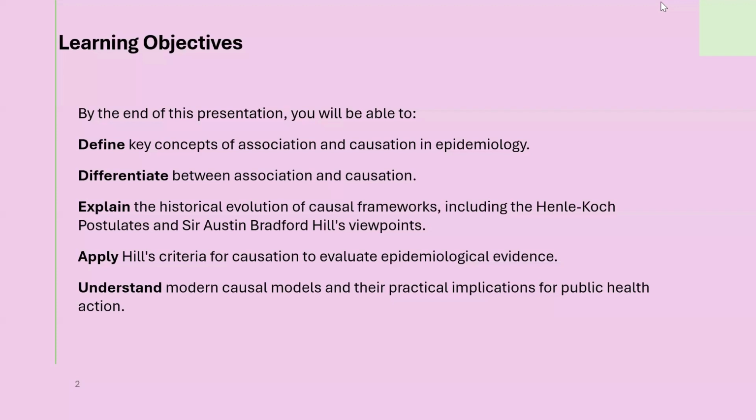Okay. So by the end of this presentation, I'll expect us to be able to define key concepts of association and causation in epidemiology, to differentiate between association and causation, to explain the historical evolution of causal networks, including Henle-Koch postulates and Sir Austin Bradford Hill's viewpoints, and then to apply the Hill's criteria for causation to evaluate epidemiological evidence, and then finally understand modern causal models and their practical implications for public health action.